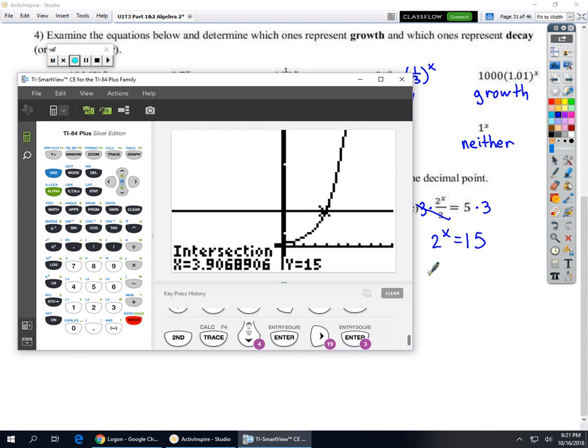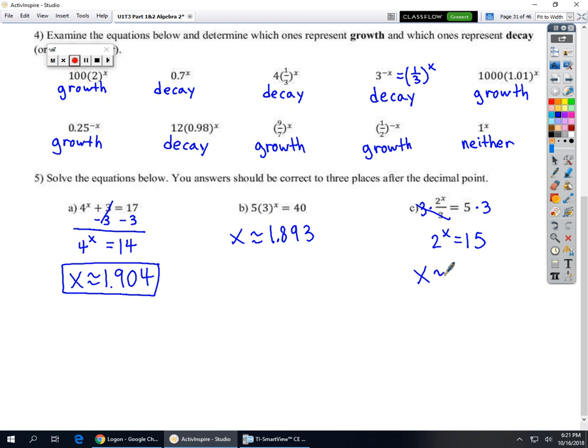So x is approximately 3.907. So you can choose whichever method you want. Either way is fine.